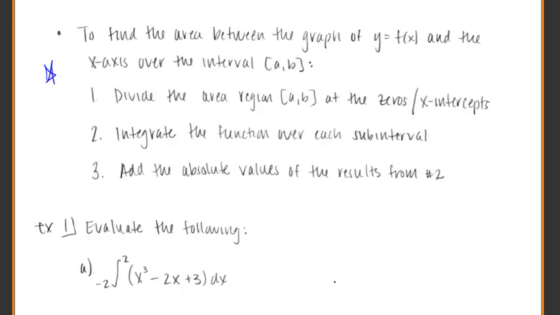Okay, to find the area between the graph and the x-axis, that's the key. The area of the graph, and it has to be the x-axis. Okay, over the interval from a to b, we're going to divide the area region, if you have a portion above the x-axis and a portion below the x-axis, we need to find exactly where those x-intercepts are. So that's the first step. Then we're going to integrate the function, and then we're going to take the absolute value of the results to find the total overall area.